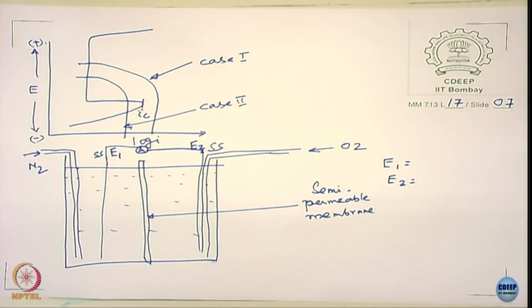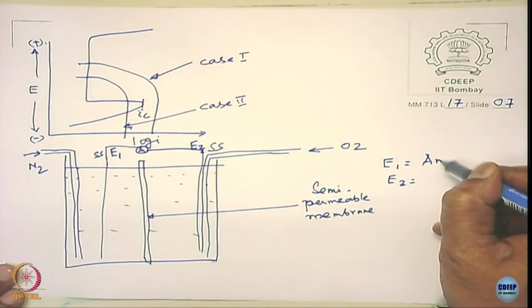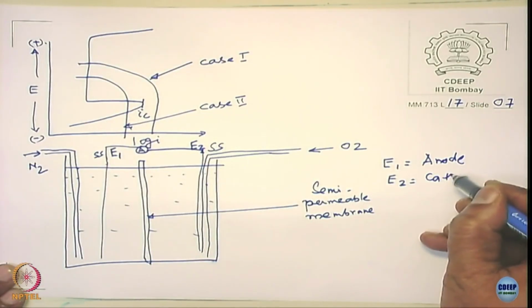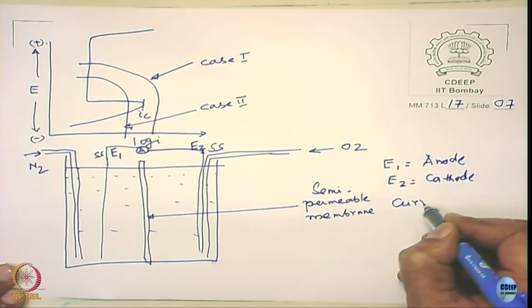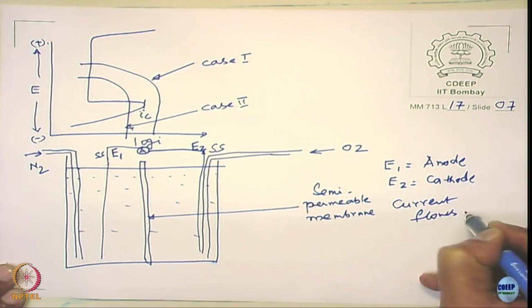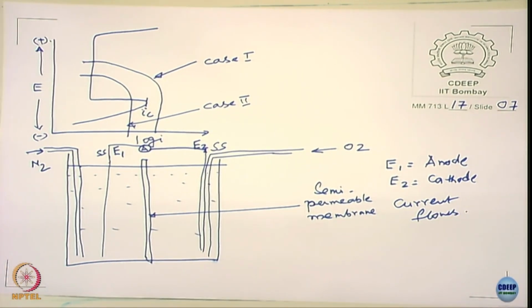So what will happen now? You have oxygen here, so what do you think will happen? Will there be a potential difference between E1 and E2? What happens if there is a potential difference and you short that? The current will flow. So how does the current flow here? Tell me. Current will flow from E2 to E1 or E1 to E2? The current will flow from E2 to E1, right? And so E1 is going to act as an anode. This is going to act as a cathode. And current flows.